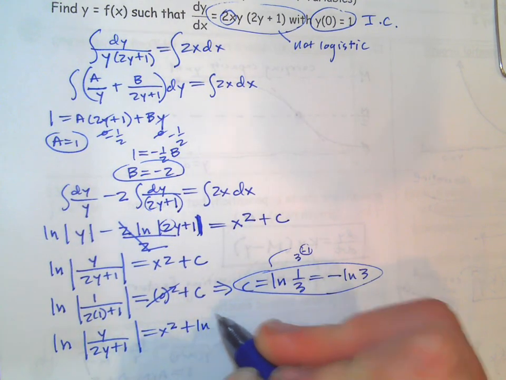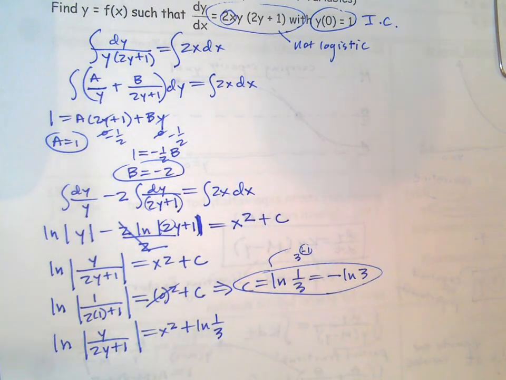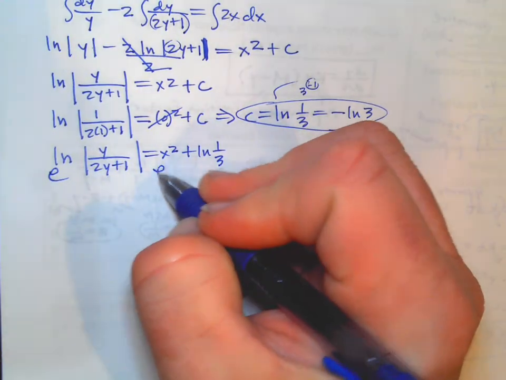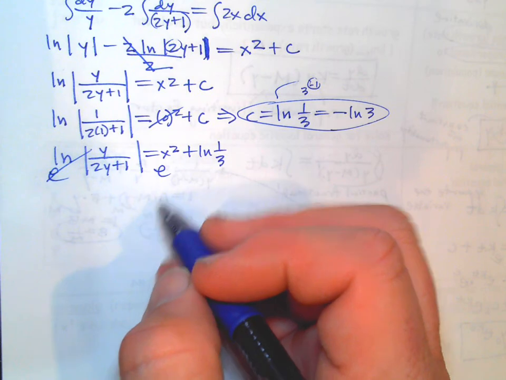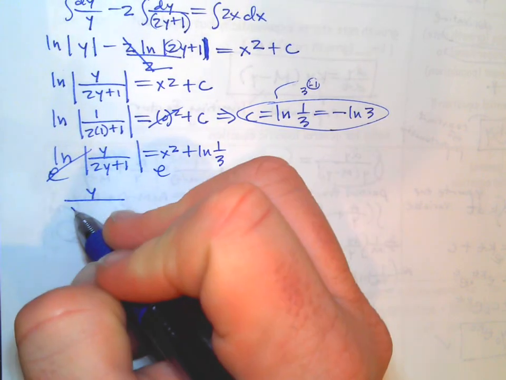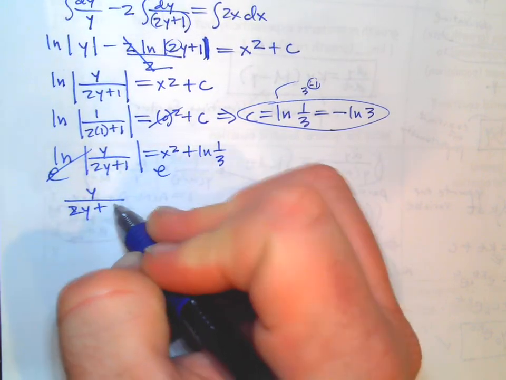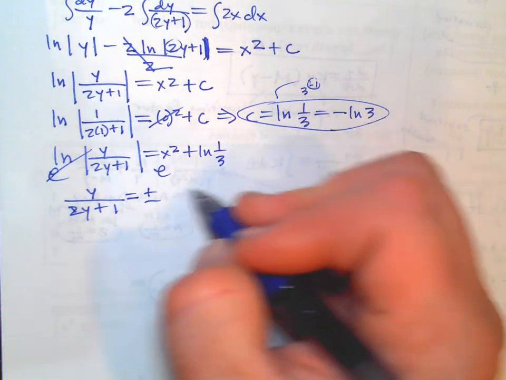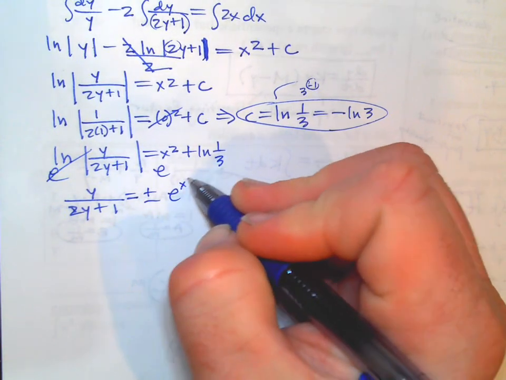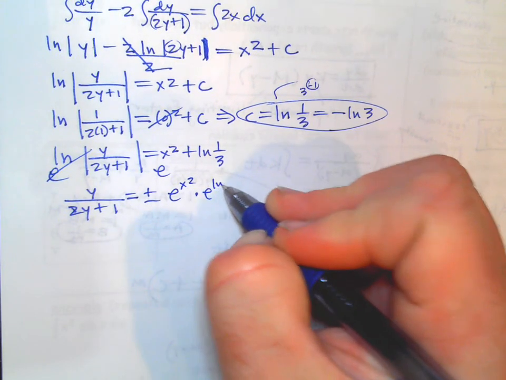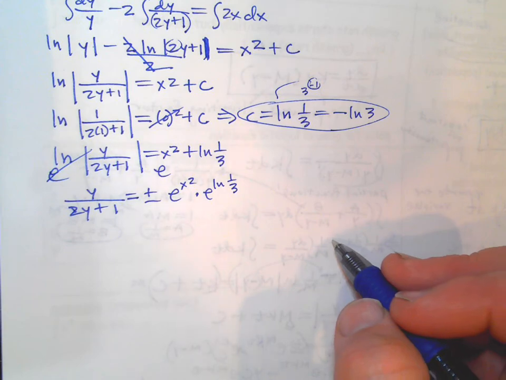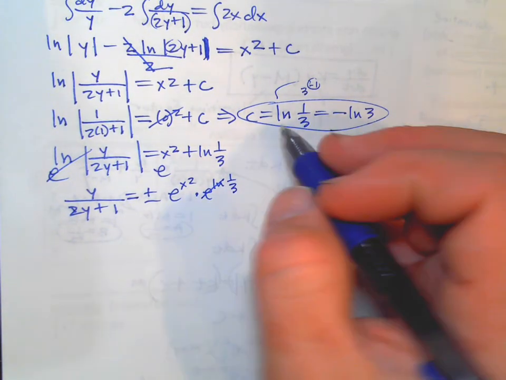I'll go ahead and just leave it as the 1/3. So now we need to solve for y. Got to exponentiate both sides. Got to get rid of the absolute values. Plus or minus. It's going to be e to the x squared times e to the natural log of 1/3. Rules of exponents, you break them up. Which, that's going to just give you a 1/3.